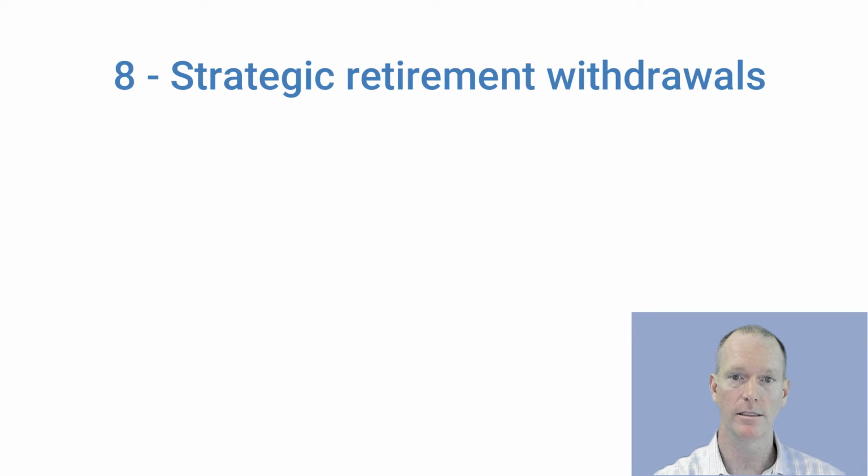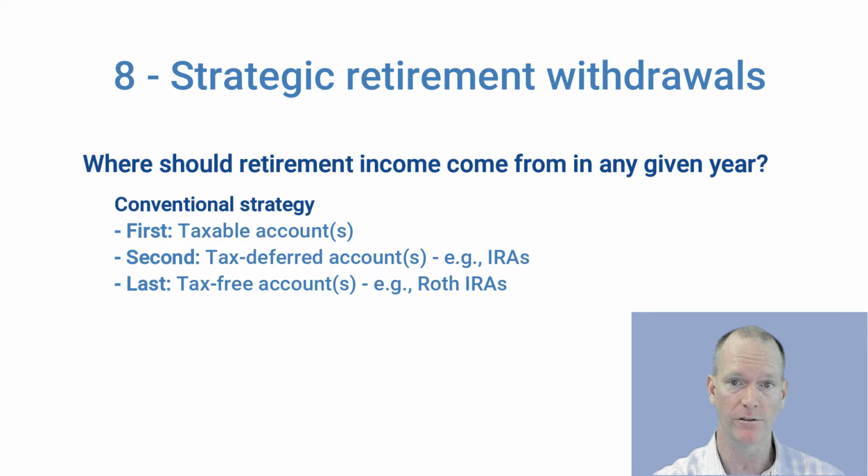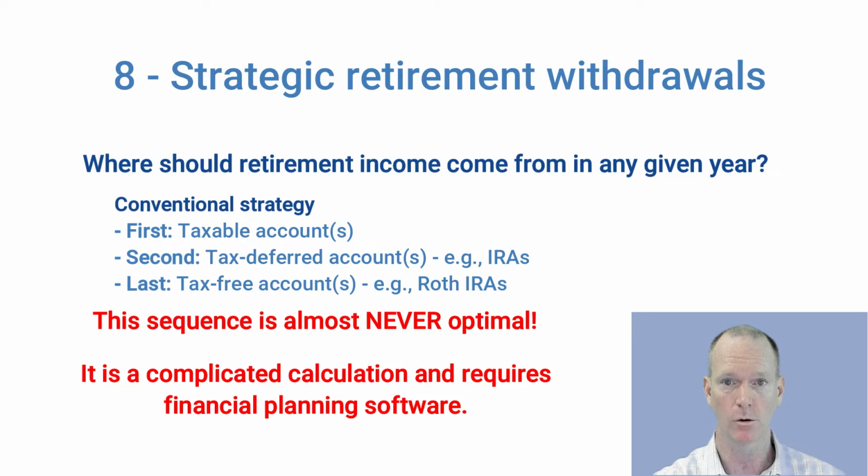The next idea is to have a strategy for how you withdraw your money from various accounts during retirement. The conventional strategy that a lot of people use is to first pull money out of their taxable accounts, then their tax-deferred accounts like IRAs and 401ks, and then leaving their Roths last. However, this sequence is almost never optimal. It's quite complicated to figure out the right strategy, and it almost always requires software to figure this out. However, it's very important and can make the difference of tens, if not hundreds of thousands of dollars during retirement.